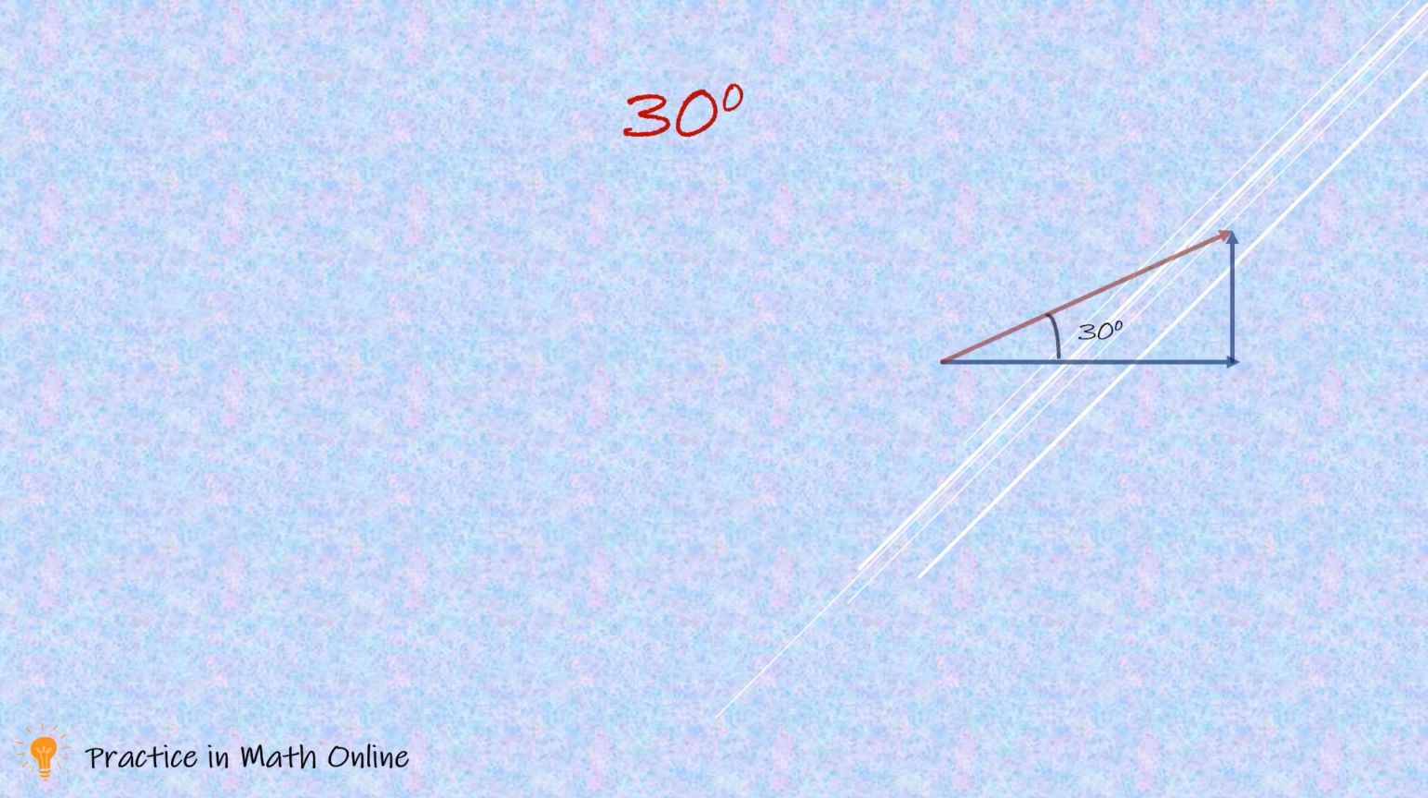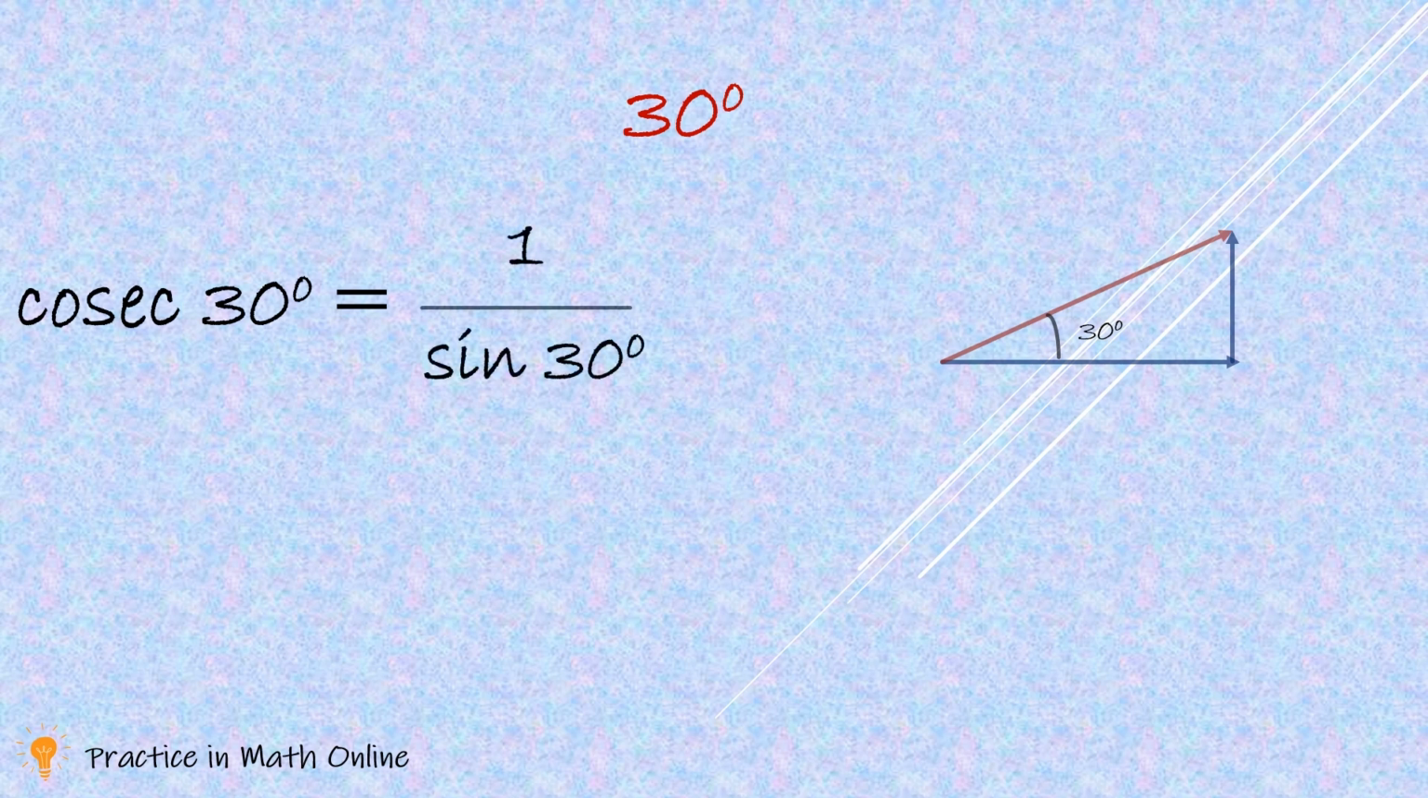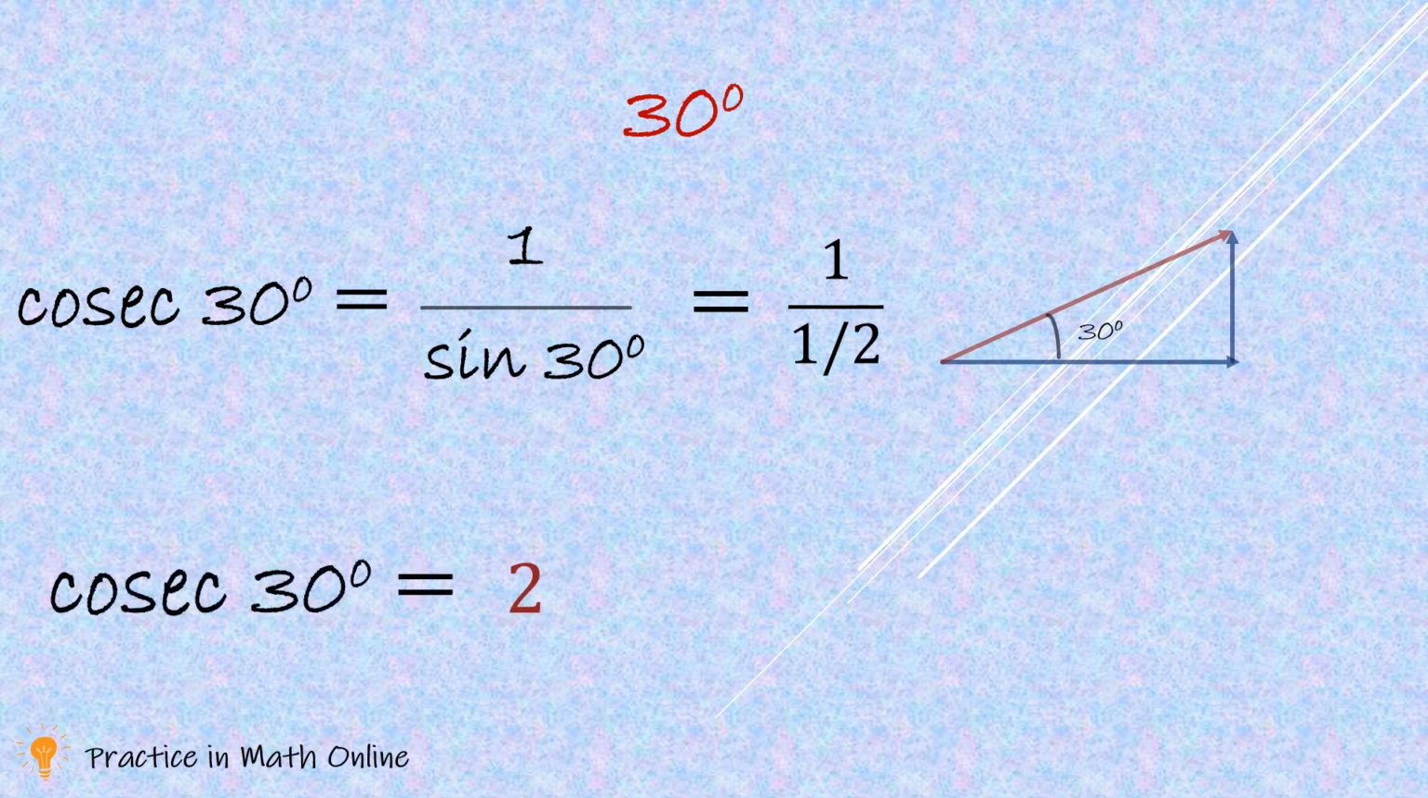The next angle is 30 degrees. So cosec of 30 is equal to 1 over sine 30, and sine 30 is 1 over 2. So cosec 30 will be 2.